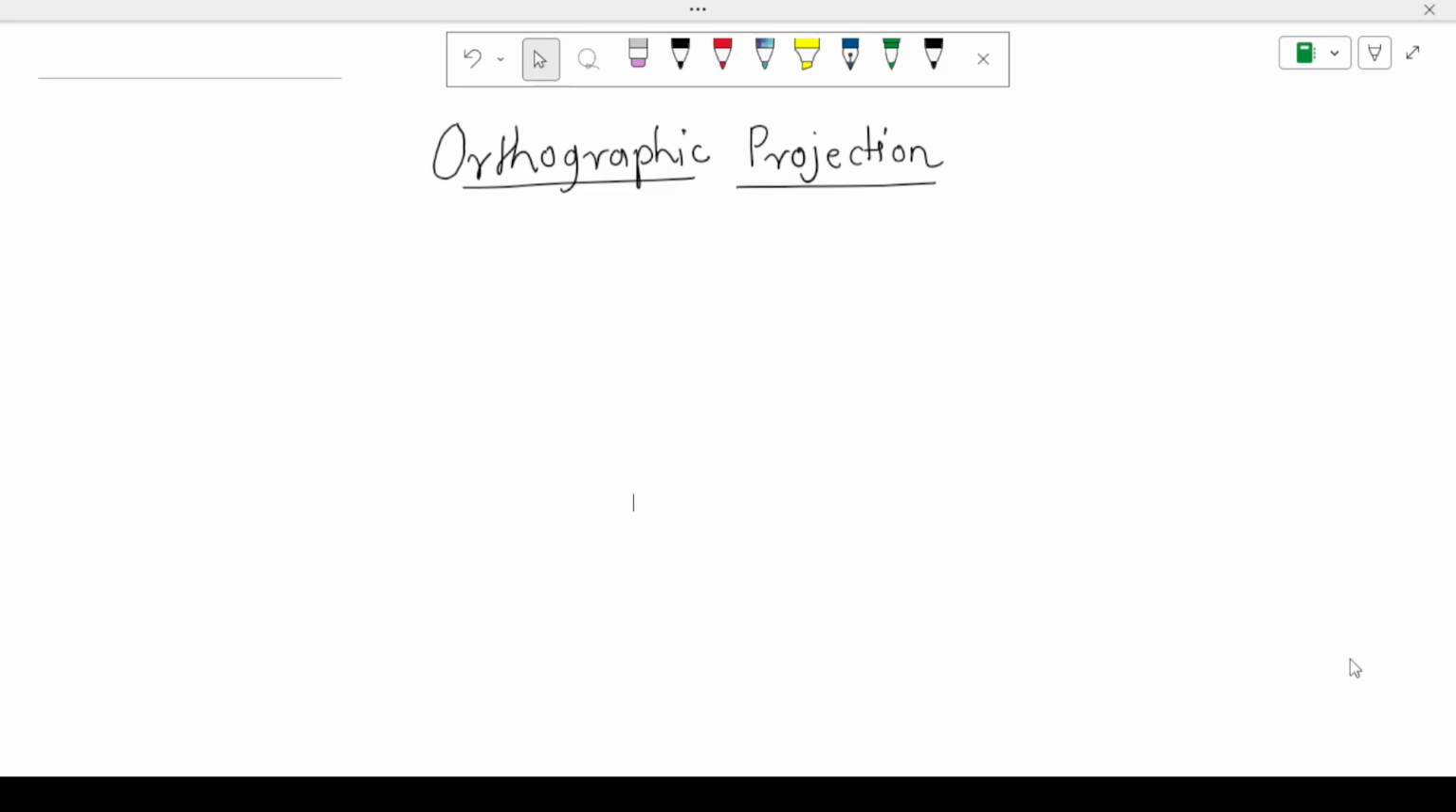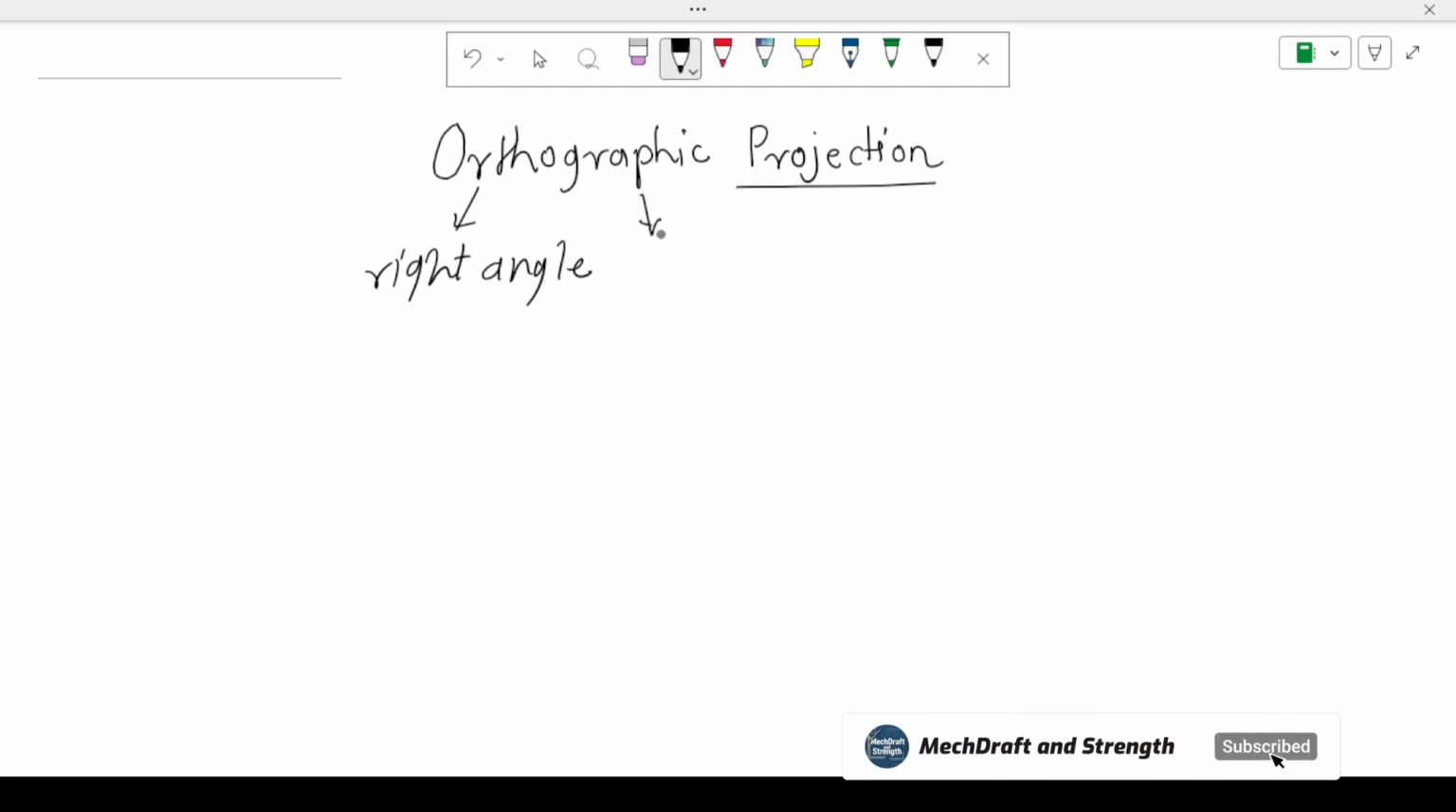Today we are going to start a new series on a most important topic in engineering drawing, that is orthographic projection. But before we jump in, let's first understand what is orthographic or what is projection. Okay. So orthographic means what? Ortho means right angle. And the graphics means a drawing.